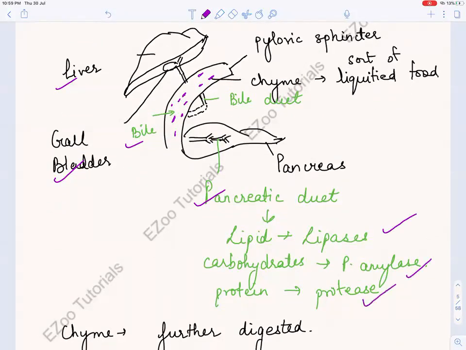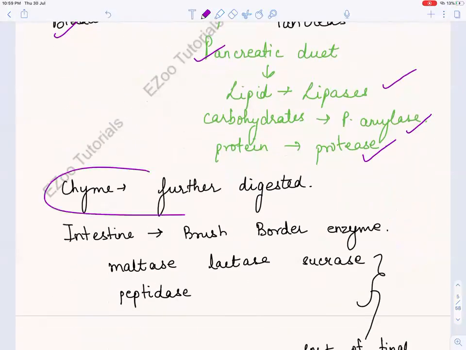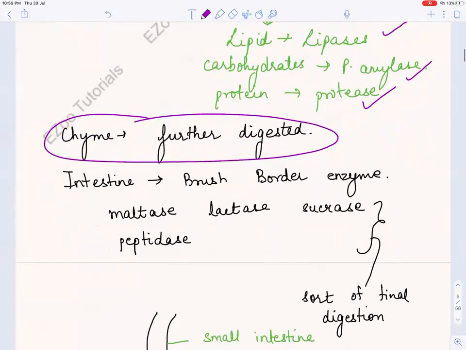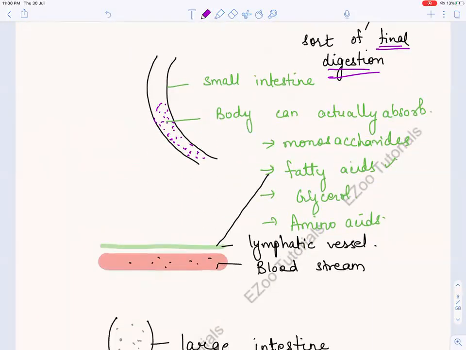So we saw the liver storing bile, the gallbladder storing it, and the pancreatic duct pouring lipases, pancreatic amylase, and protease, so the chyme gets further digested easily. Now we said the intestine has other enzymes, brush border enzymes. Why? Because of the final digestion. These are maltase, lactase, sucrase, peptidase, and many more that we are going to do. In the small intestine, the food molecules become absorbable: monosaccharides, fatty acids, glycerol, amino acids. Everything is absorbed in the bloodstream, and the fatty acids are absorbed in the lymphatic vessels.